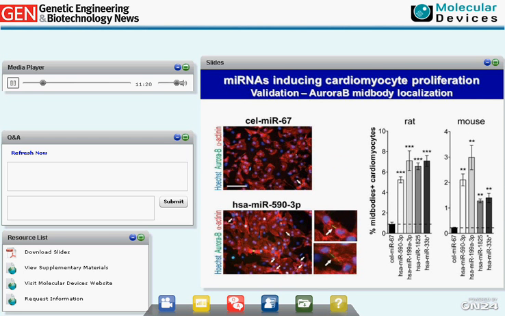And so again, treatment of the cardiomyocytes with the microRNAs led to a significant increase in the appearance of these structures. And this again we observed in rat and in mouse with different microRNAs that we have tested.